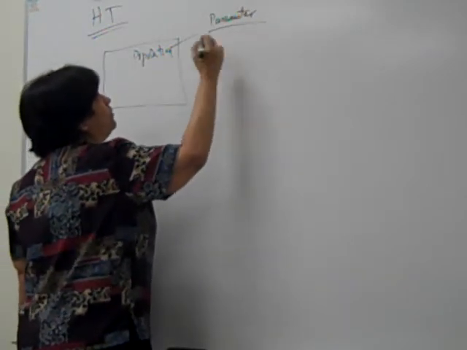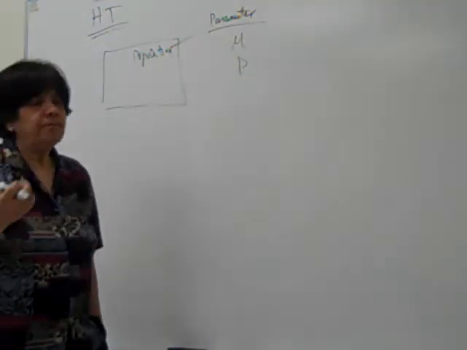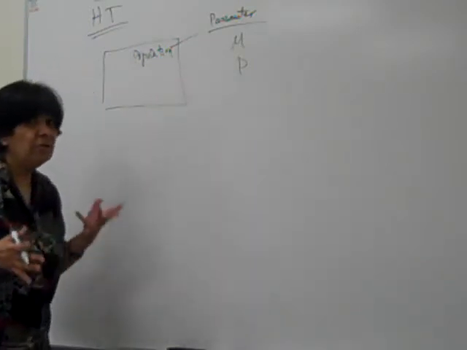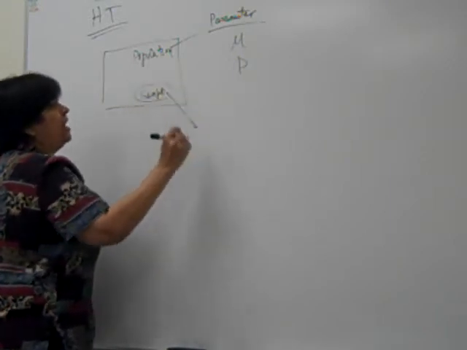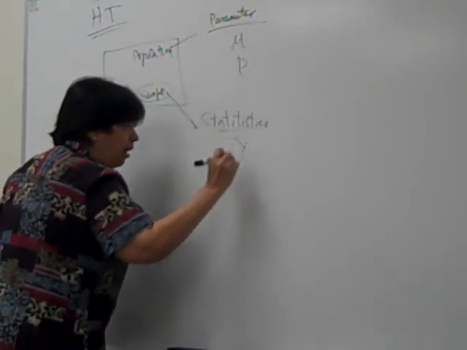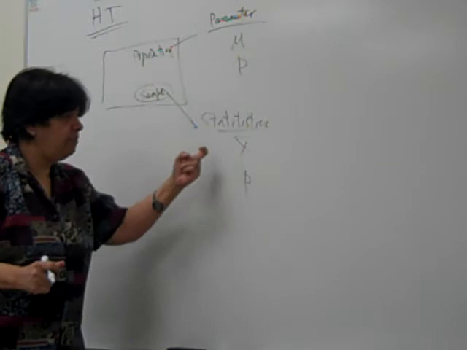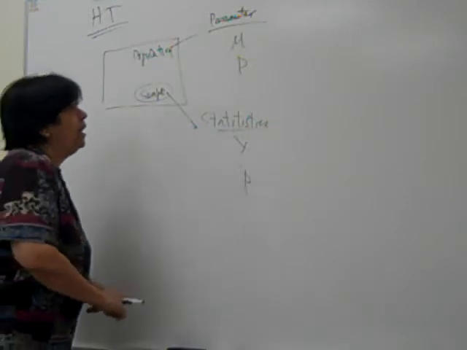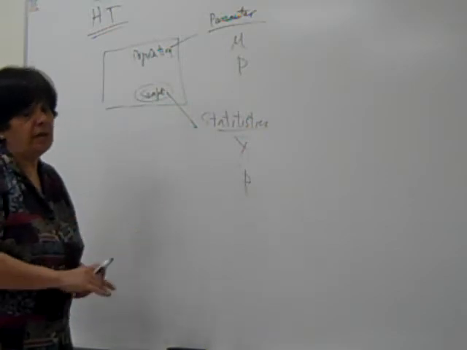In this chapter we are going to cover parameters mu and p. Mu is the population mean and p is the population proportion. And we are going to base our conclusion on the sample. And from the sample, we're going to get the statistics, X bar and P bar, that is the mean of the sample and the proportion of the sample. That's it. Really, that is how simple hypothesis testing is.